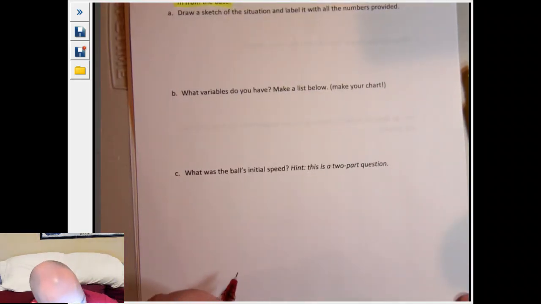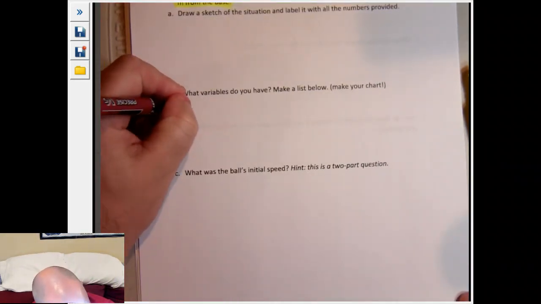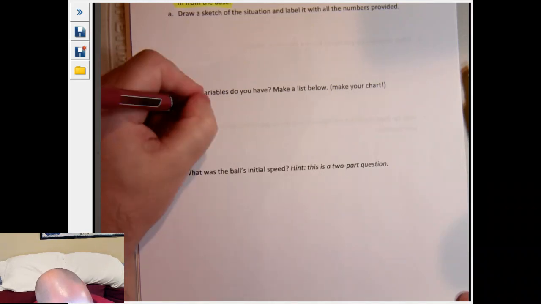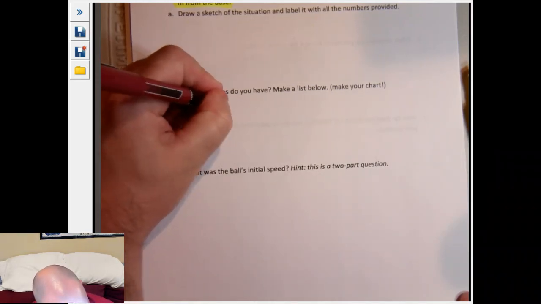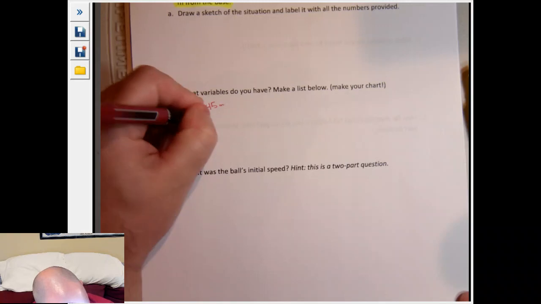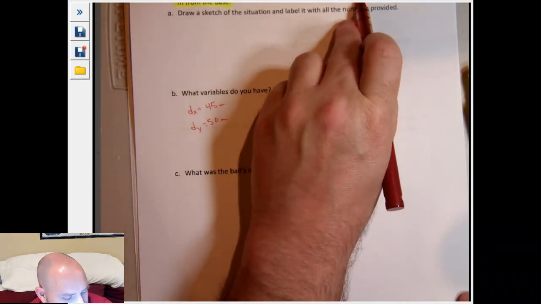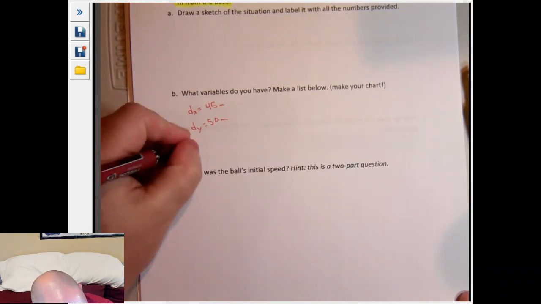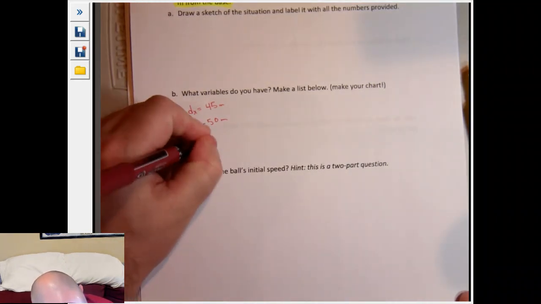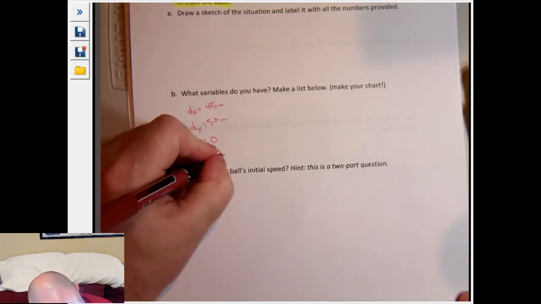So what variables do you have? So displacement of x equals 45 meters. Displacement of y equals 50 meters. You know it's displacement because it says meters. Acceleration of x is going to be 0 unless they give it to us. Acceleration of y is just gravity, 9.8. We're going to go meters per second squared.